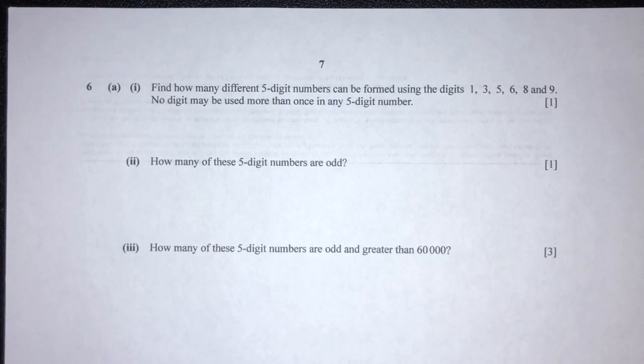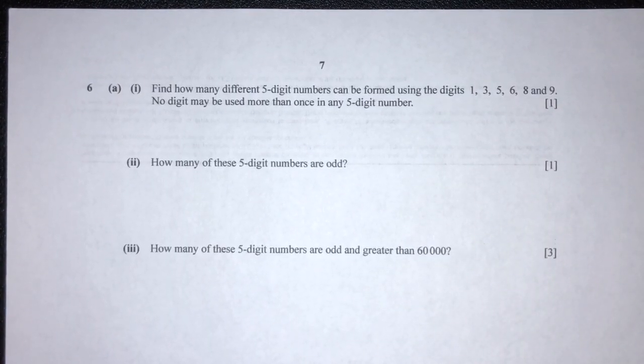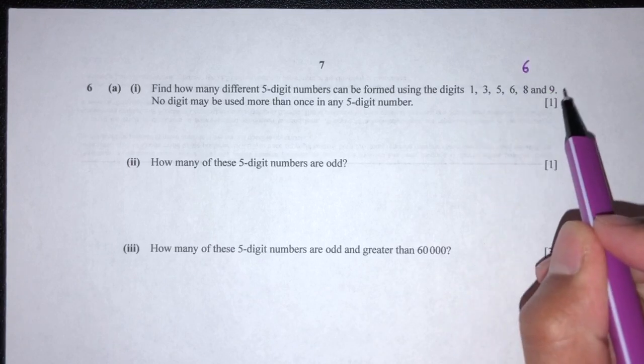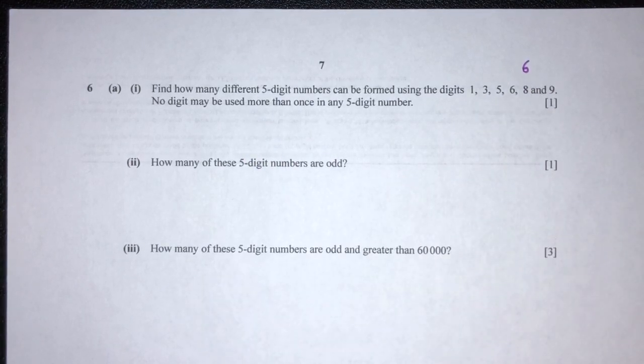Now let's move on to question number 6, part 1. We have to find out how many different 5-digit numbers can be formed using the numbers 1, 3, 5, 6, 8, 9. So we have 6 numbers available. We want to form a 5-digit number.